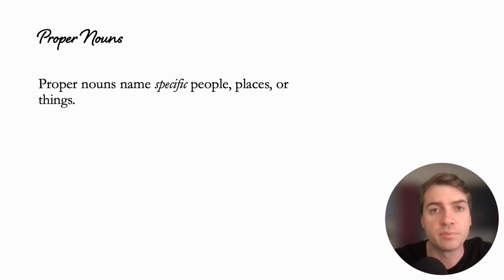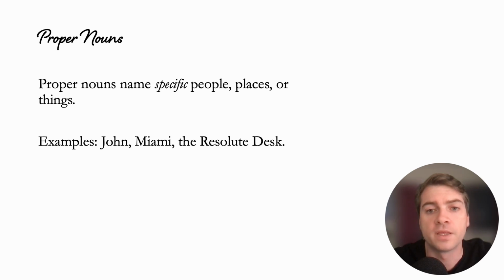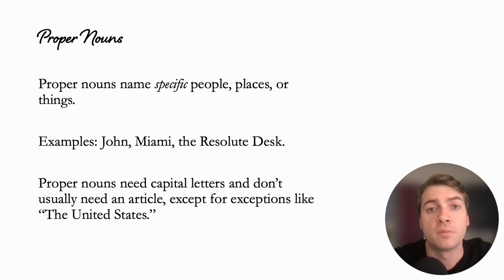With proper nouns, we're talking about specific people, places, or things. So not just any person, but one specific person, a person with a name, right? Not just any place, but a specific place. Okay, so for example, John, that's a specific person. Miami, that's a specific place. And the Resolute desk is a specific desk. Proper nouns need capital letters and usually don't need an article, except for situations like the United States, but you wouldn't say the Germany because there's only one Germany, right? We'll cover that more in the articles lesson later on.